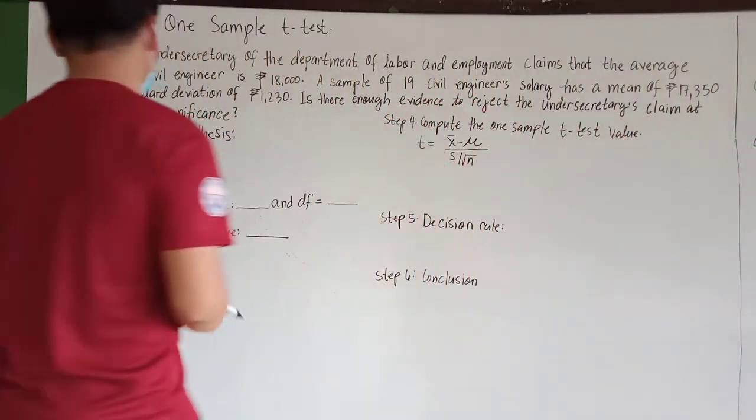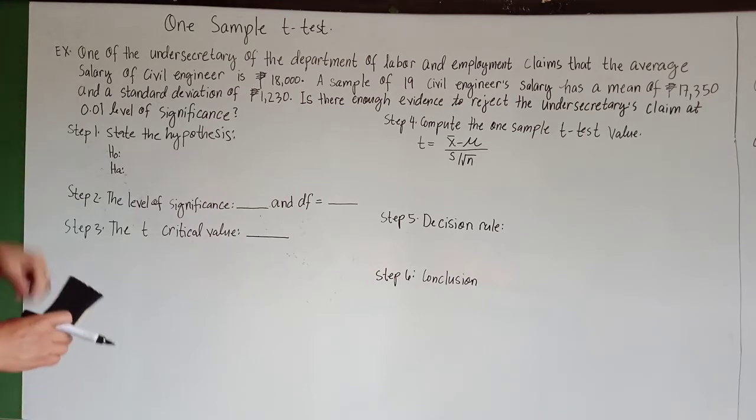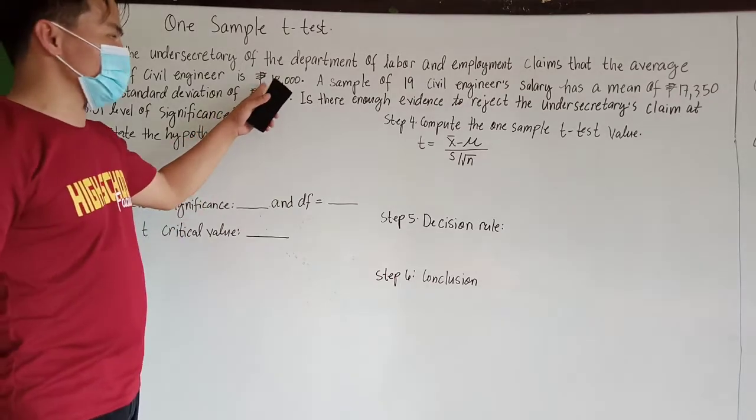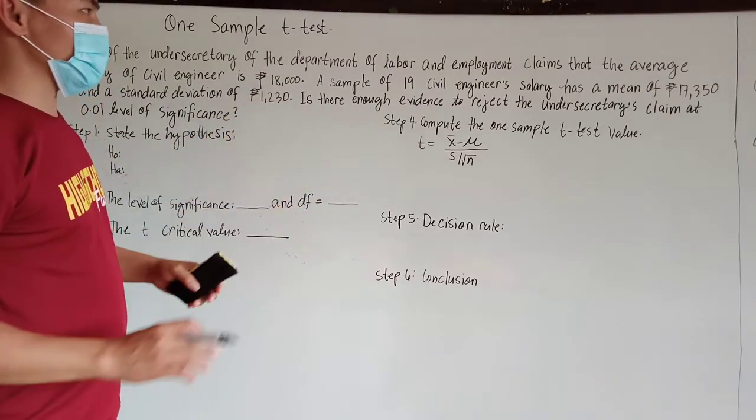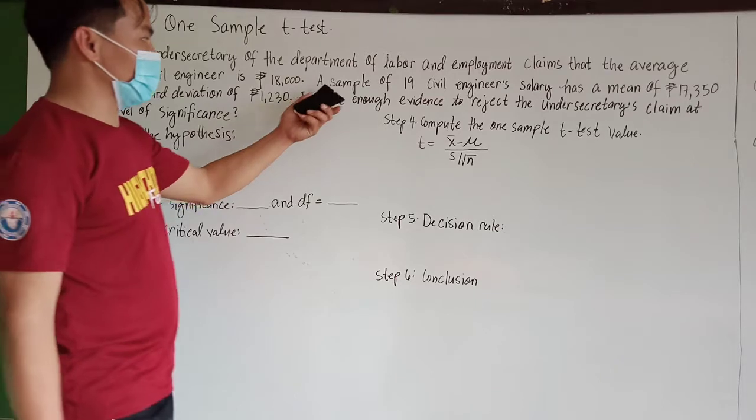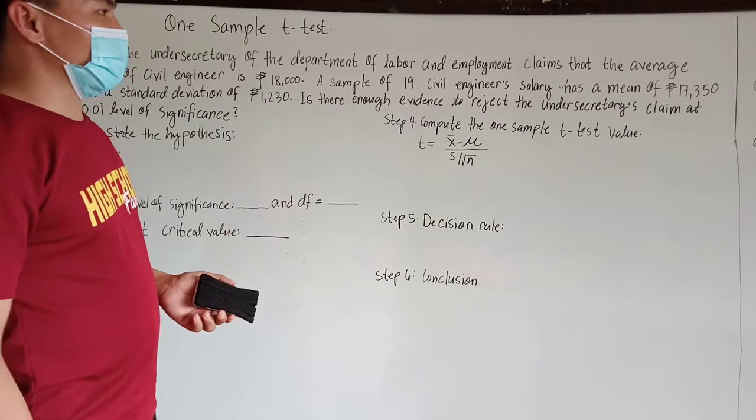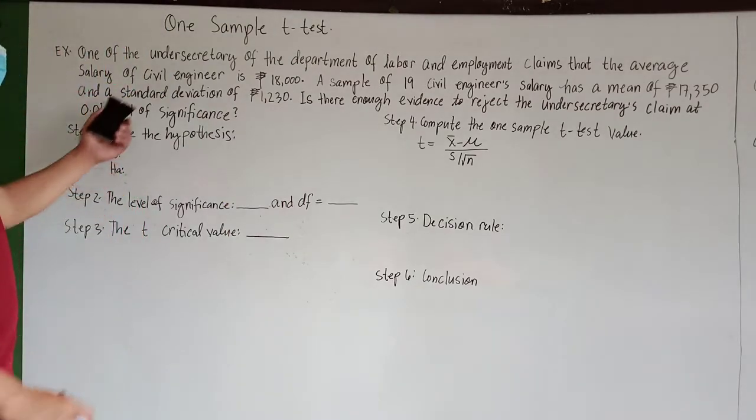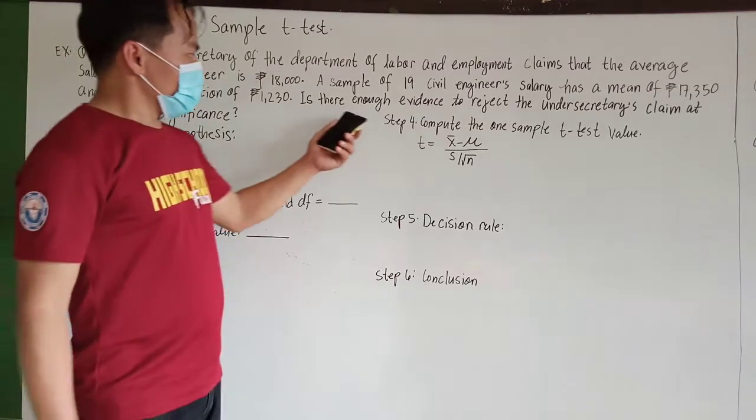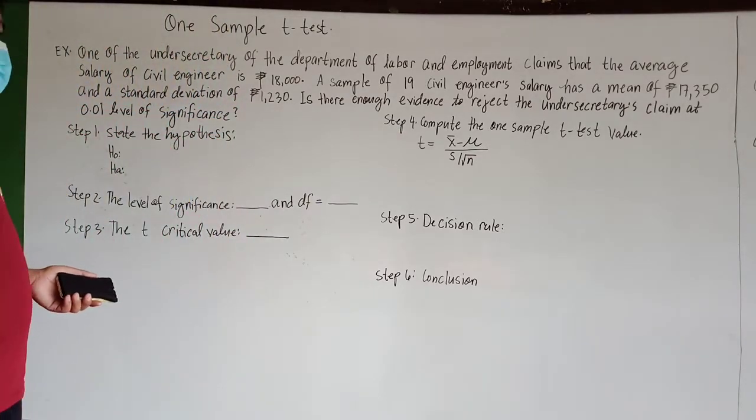So we have here one example. One of the undersecretaries of the Department of Labor and Employment claims that the average salary of a civil engineer is 18,000 pesos. So this one is referring to the entire population of civil engineers, which has 18,000 as its population mean. Then we have a sample of 19 civil engineers whose salary has a mean of 17,350 pesos and a standard deviation of 1,230 pesos. Then we ask, is there enough evidence to reject the undersecretary's claim at the 0.01 level of significance?